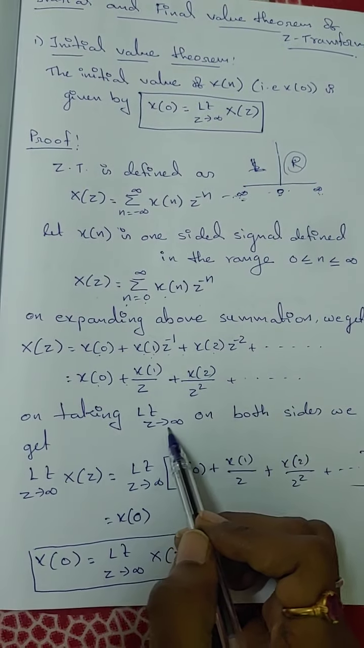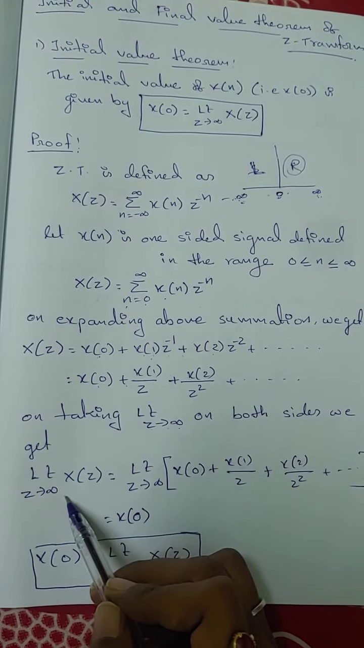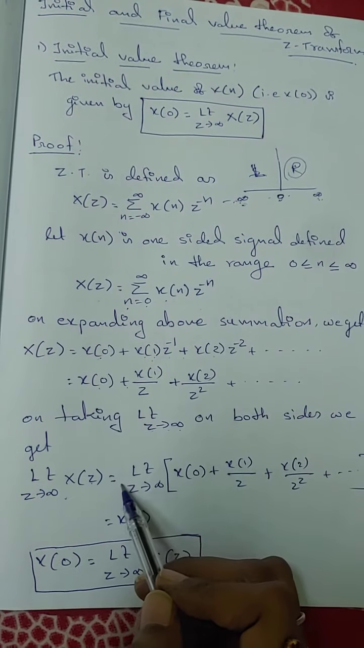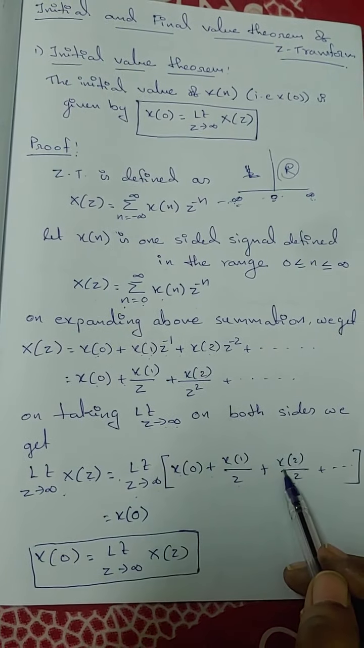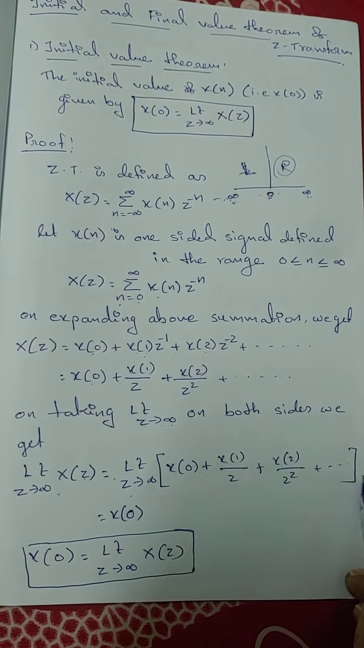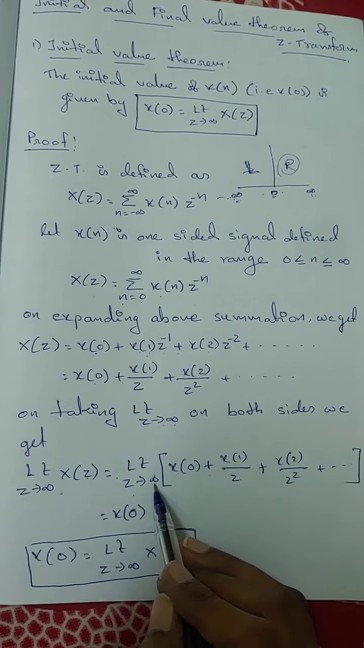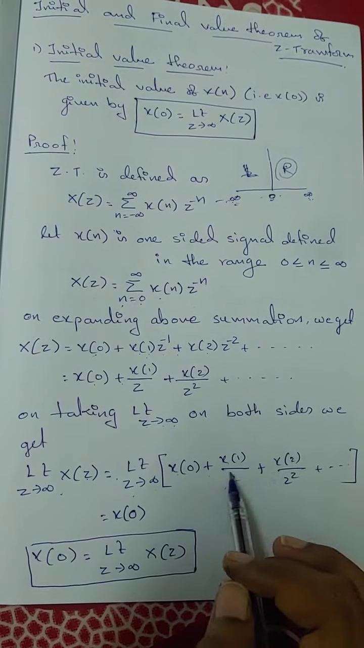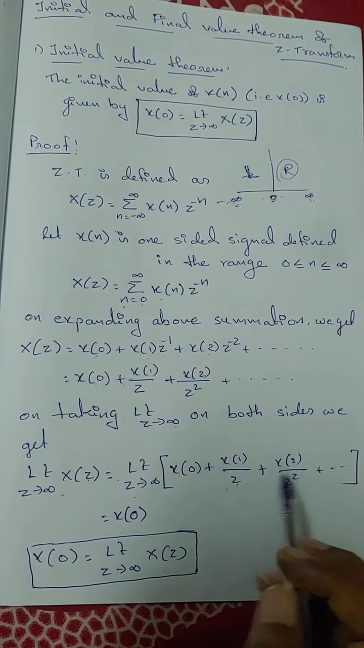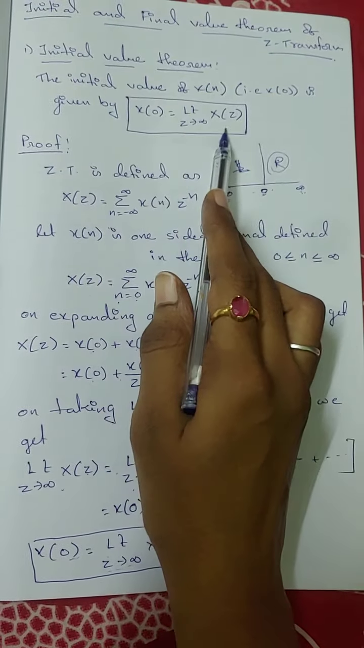Taking limits z tends to infinity on both sides, we get limit z tends to infinity X of z is equal to limit z tends to infinity of x of 0 plus x of 1 divided by z plus x of 2 divided by z square and so on. Now substitute z value as infinity. Anything divided by infinity is nothing but 0. Here these two terms are 0, and we get only x of 0. So x of 0 is equal to limit z tends to infinity X of z. This is the statement for the initial value theorem.